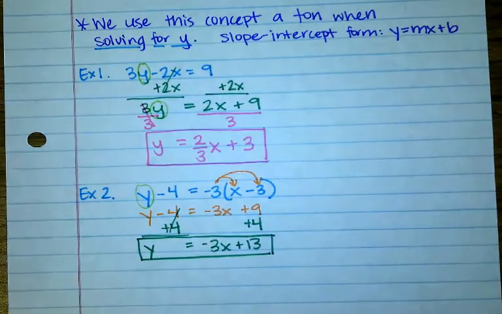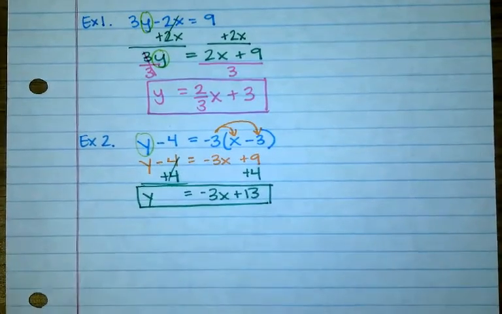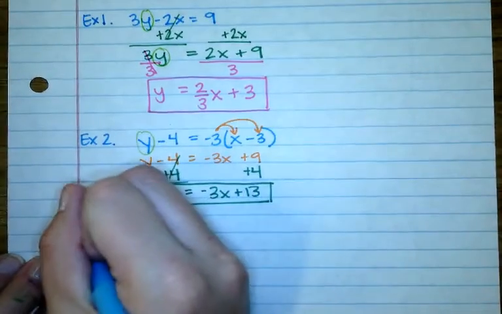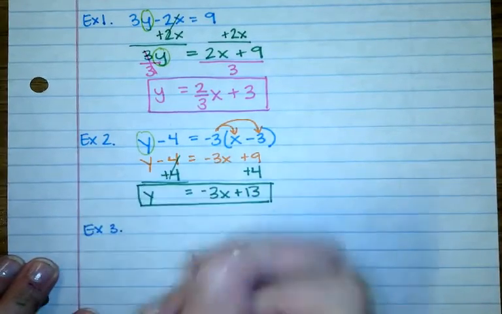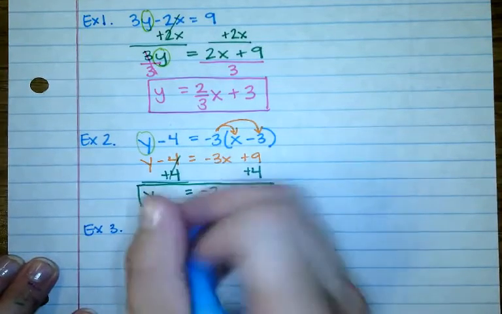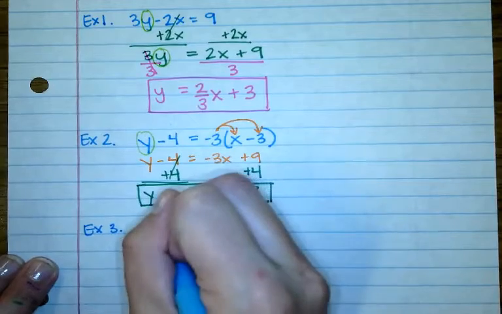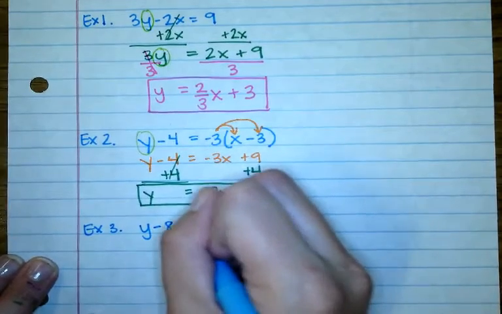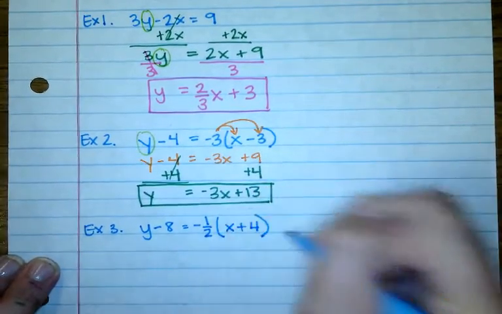All right. Now, let's do another one. We're going to do 2 more, and I'm going to let you guys have time to work on your homework. Okay, example 3 here. We're going to do y, I'm going to change it to the curly one. y minus 8 equals negative 1/2 x plus 4. Okay? So once again, just like example 2, we're going to need to do some distribution.